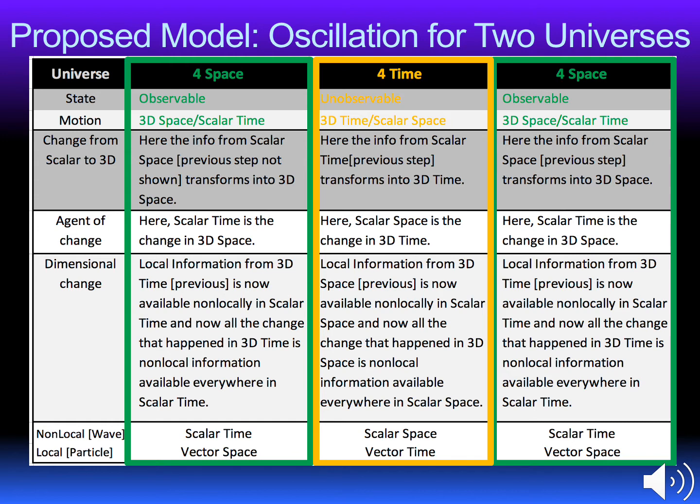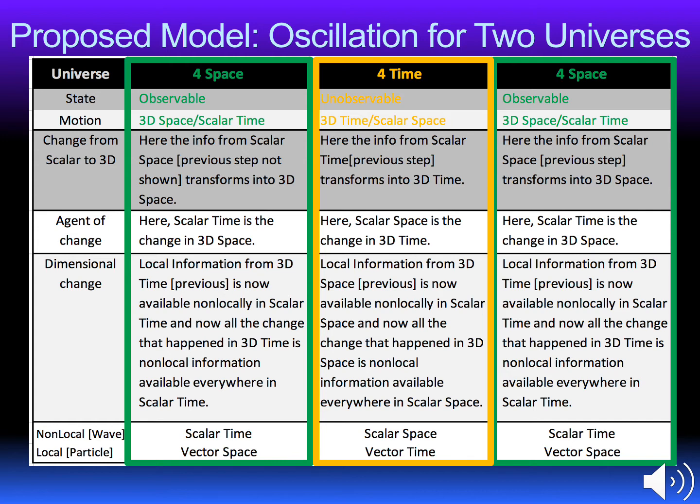And then the properties of the universes. The first one is the state, then the second one is the motion, and then the changes that happen on the scalar portion of it, the agent of change in that universe, the dimensional change, and then what is related to the non-local or wave properties, and then the local and particle properties. So let's start at the top. We'll start with the state.